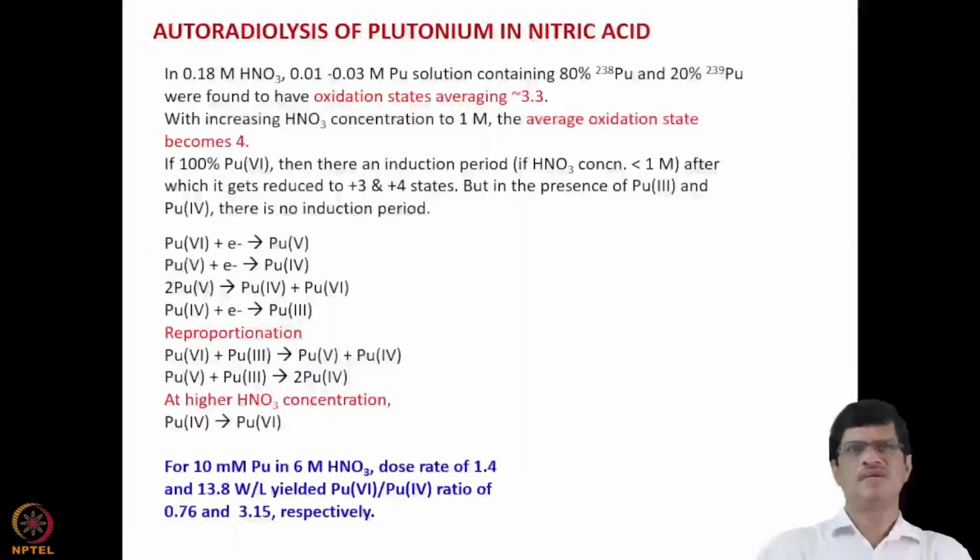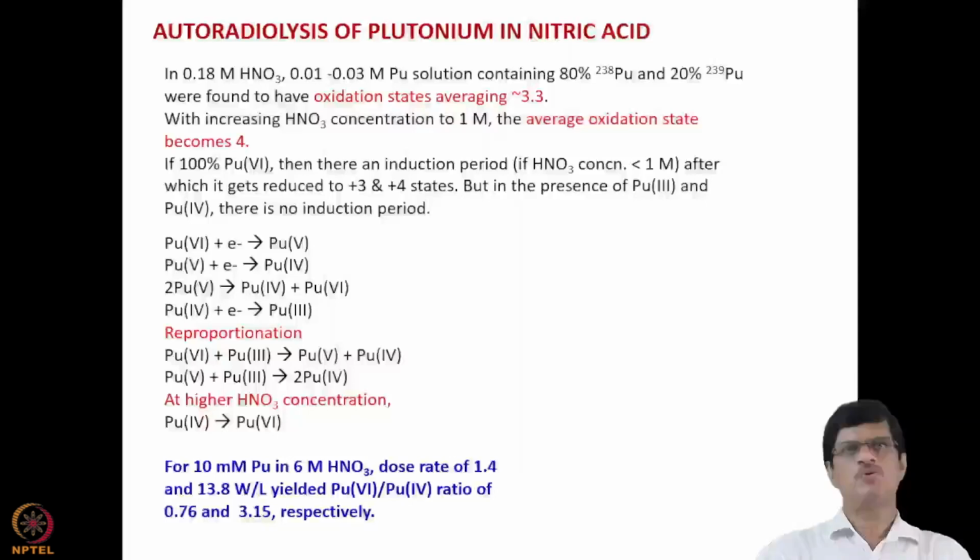Autoradiolysis of plutonium in nitric acid medium. Nitric acid medium also leads to the autoradiolysis of plutonium, in a similar way as I mentioned for the perchloric acid. In 0.18 molar nitric acid, if we have a solution of 0.01 to 0.03 molar plutonium, which contains around 80% 238 plutonium and 20% 239 plutonium, then it was found to have an average oxidation state of 3.3. With increasing the nitric acid concentration to around 1 molar, the average oxidation state has changed to around 4.